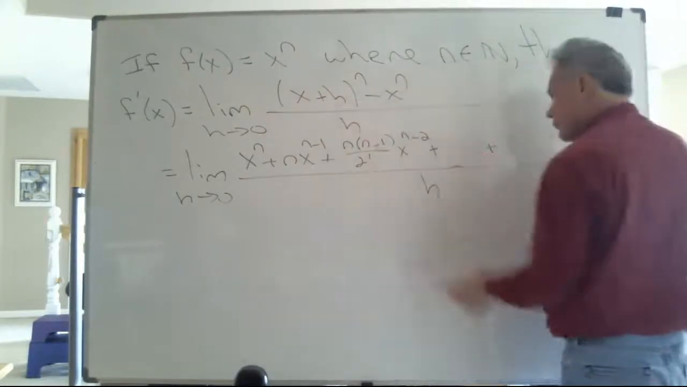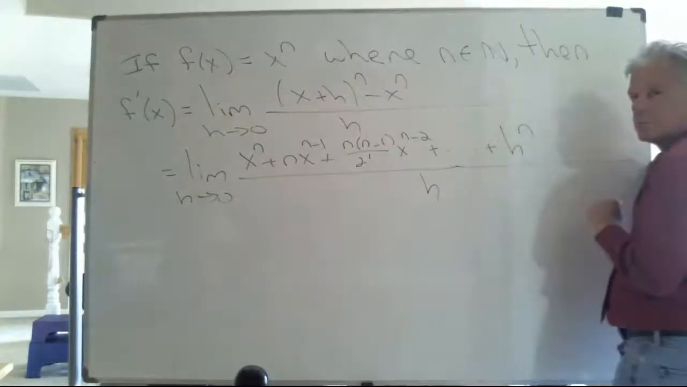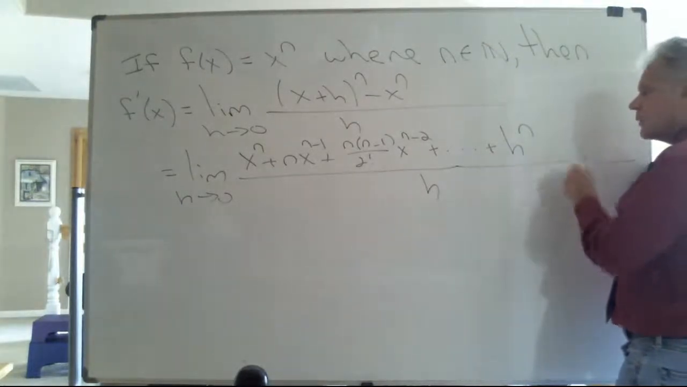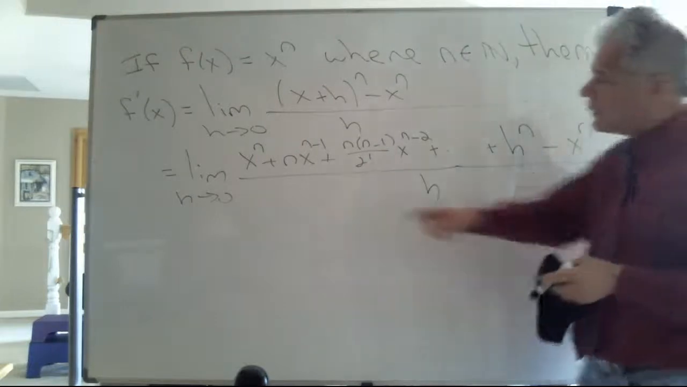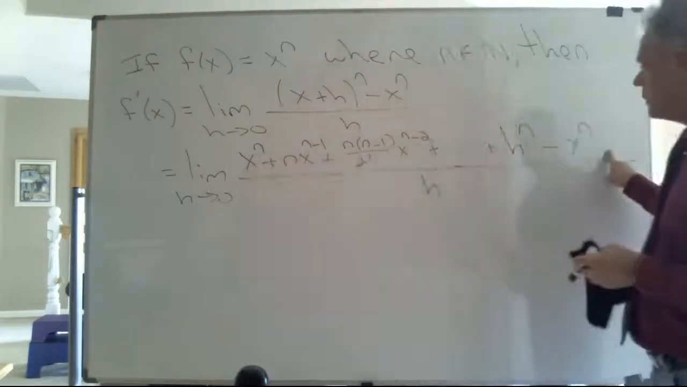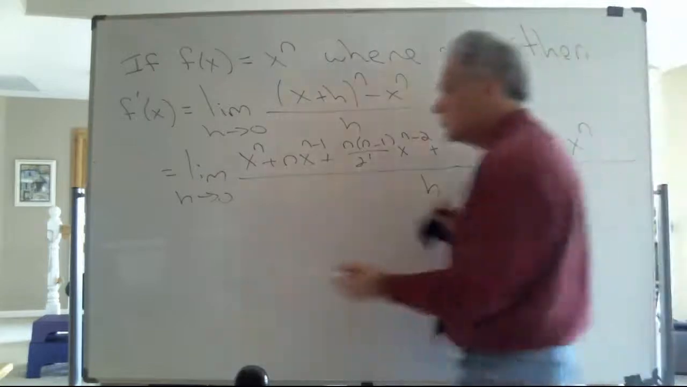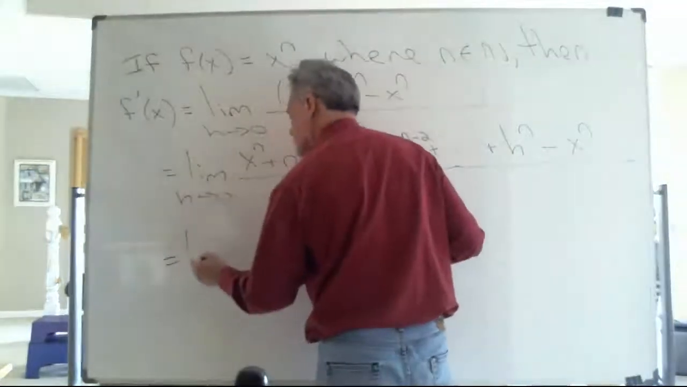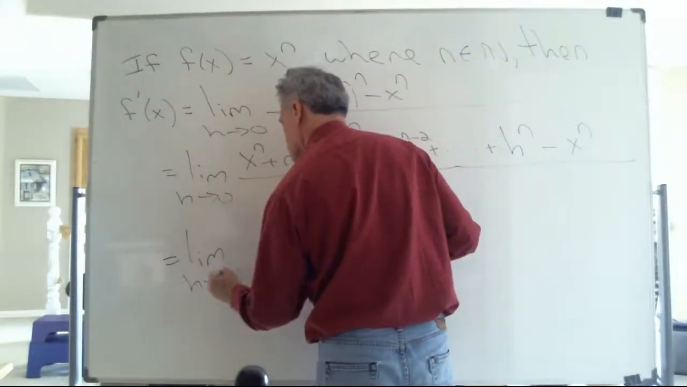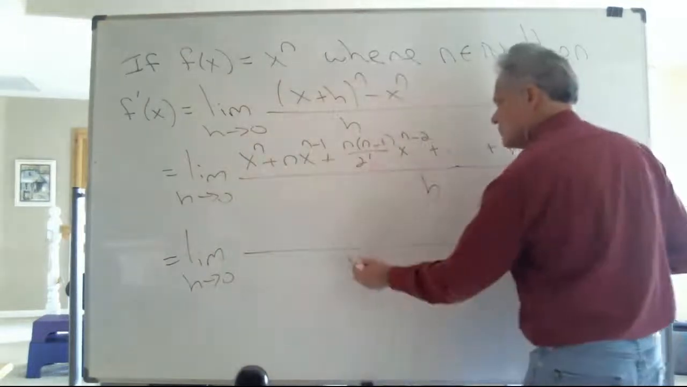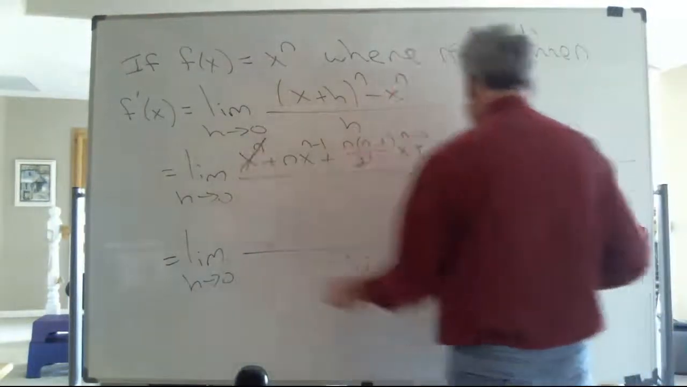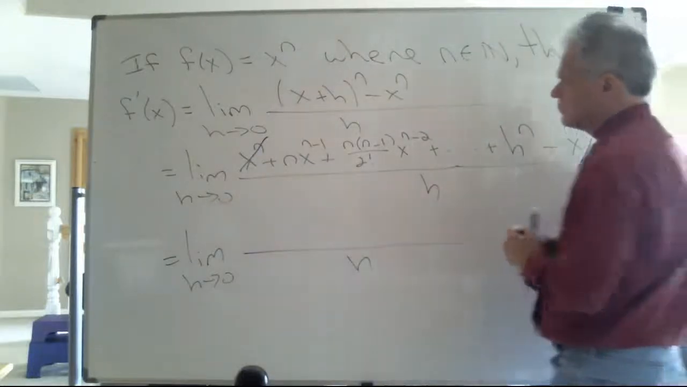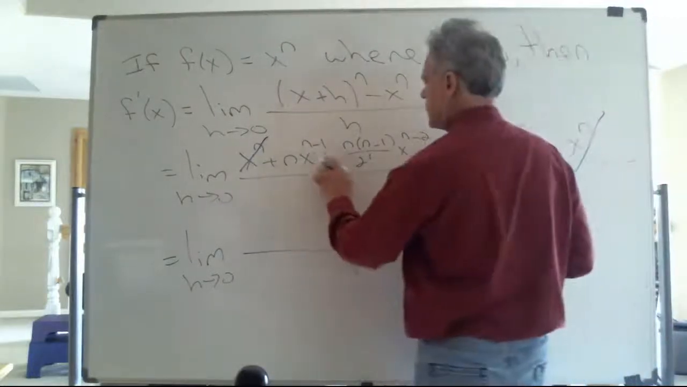Down to the last term, which looks like this. Oh, but there's a lingering minus x to the n at the end. Looks to me like the first term and the last term in the numerator position are going to cancel. Now that these two terms are eliminated, my goodness, I forgot my h factor.